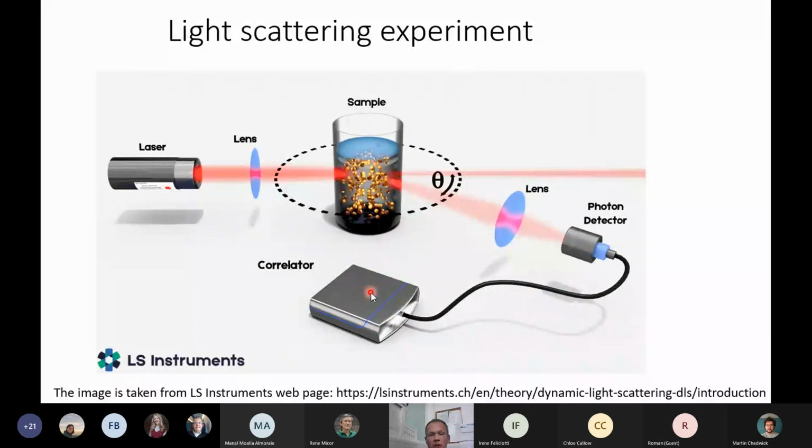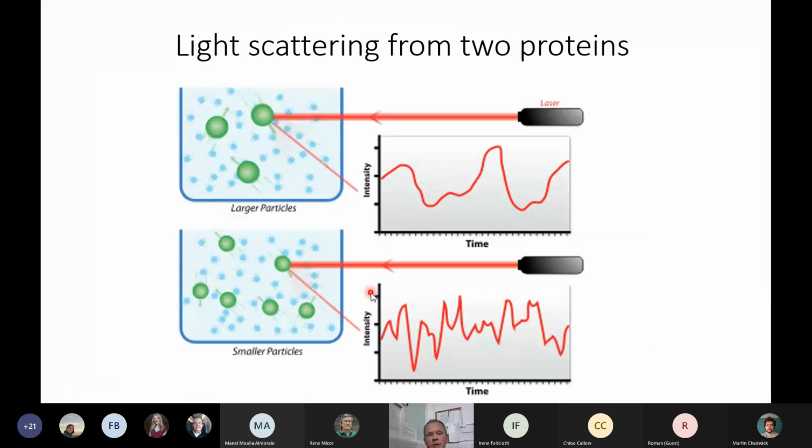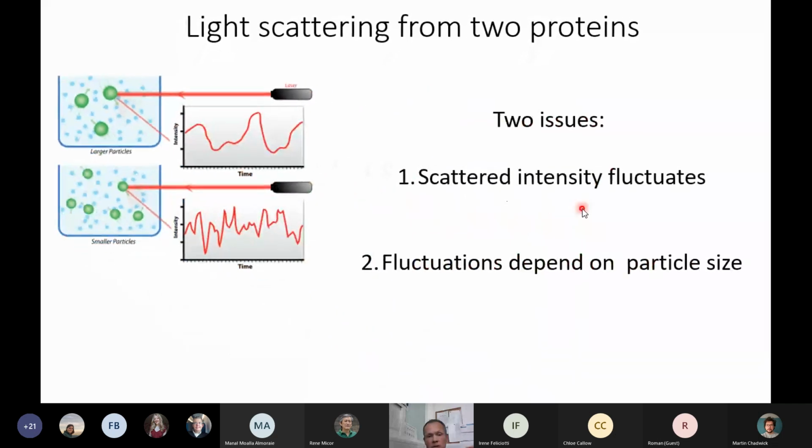So let's make a hypothetical experiment. Let's take two different proteins with very distinct molecular weights, let's say 5,000 and 500,000 Daltons. And we will make the same light scattering experiment on these two solutions. And from the analysis of the intensity of the scattered light as a function of time, you can actually see two significant issues that we can say right away.